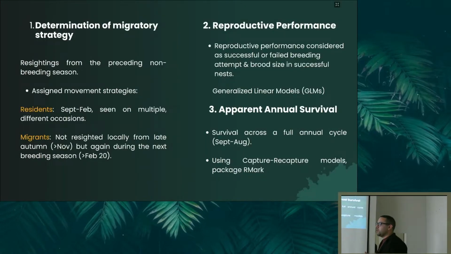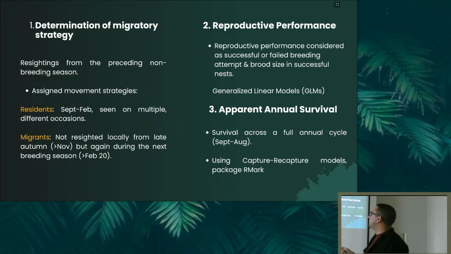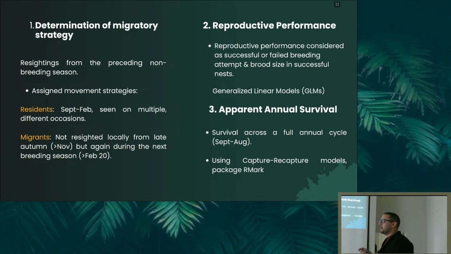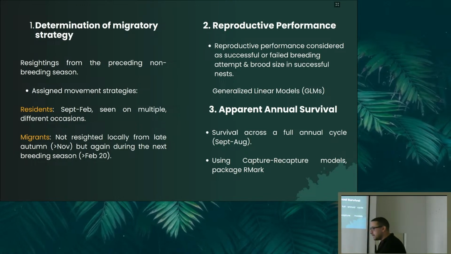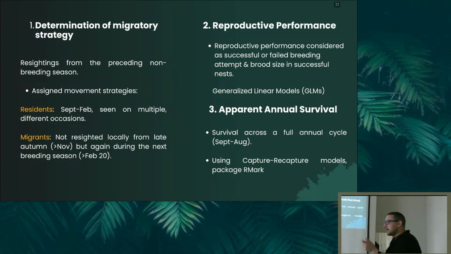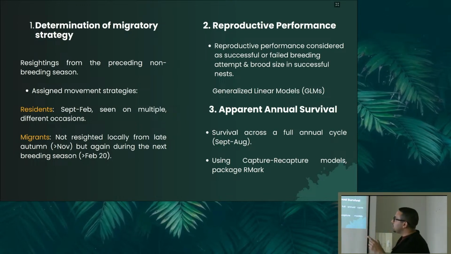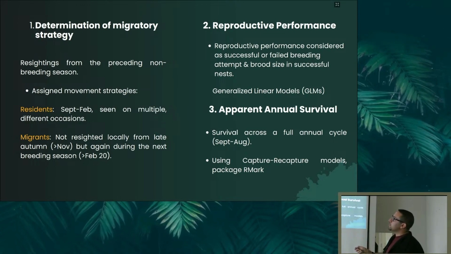Okay, how did we determine migratory strategy first? That's the base. So again, like I mentioned, we had an intensive resighting effort throughout the whole year, but in order to assign movement strategies, we only used the resightings of birds that were seen during the non-breeding season. The non-breeding season for blackbirds goes from September one year to February the next year.